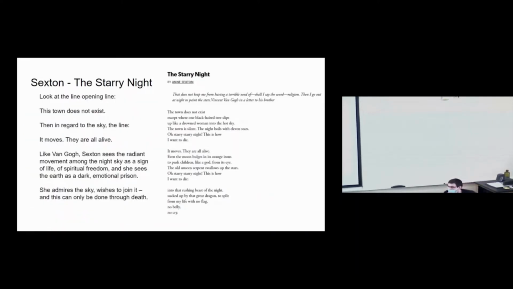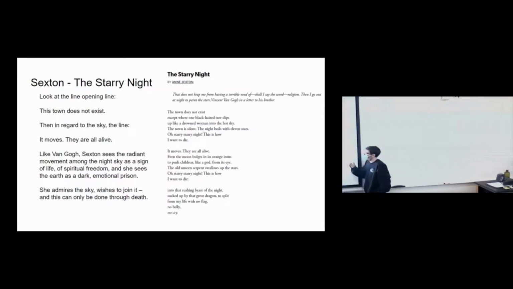But not only is it haunting, it is in direct conversation with Van Gogh's Starry Night. It's in direct conversation with the analysis that we performed on that painting. So remember how we talked about the town and what the town represents, and we also talked about the sky and what the sky represents. She continues that motif. So within the opening lines, she has, the town does not exist.